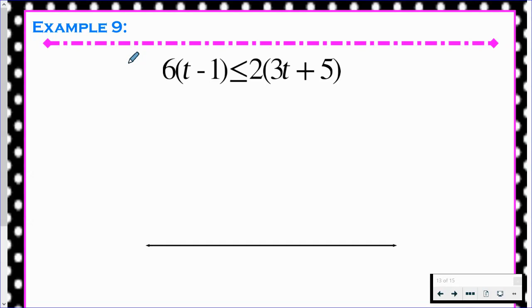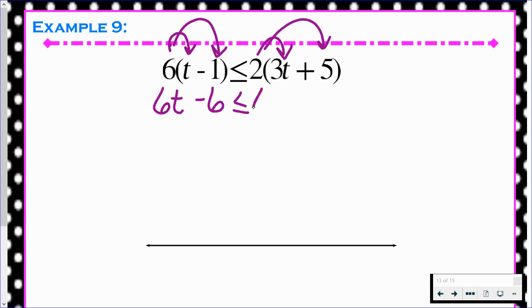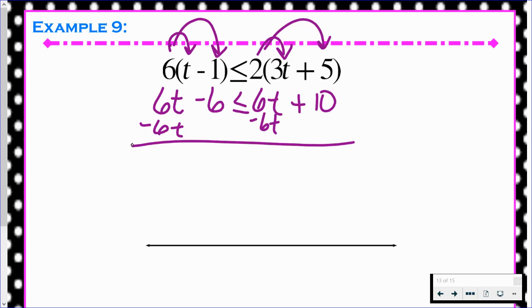Next, we're going to do our last example. I have distributive property on both sides. So I'm going to come out with 6t minus 6 is less than or equal to 6t plus 10. Now I'm going to subtract 6t from both sides. Negative 6 is less than or equal to 10, which is a true statement.